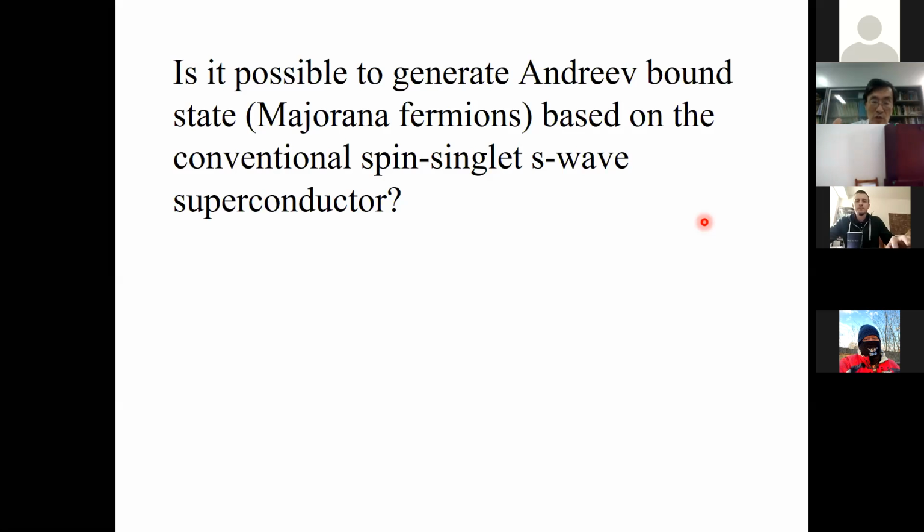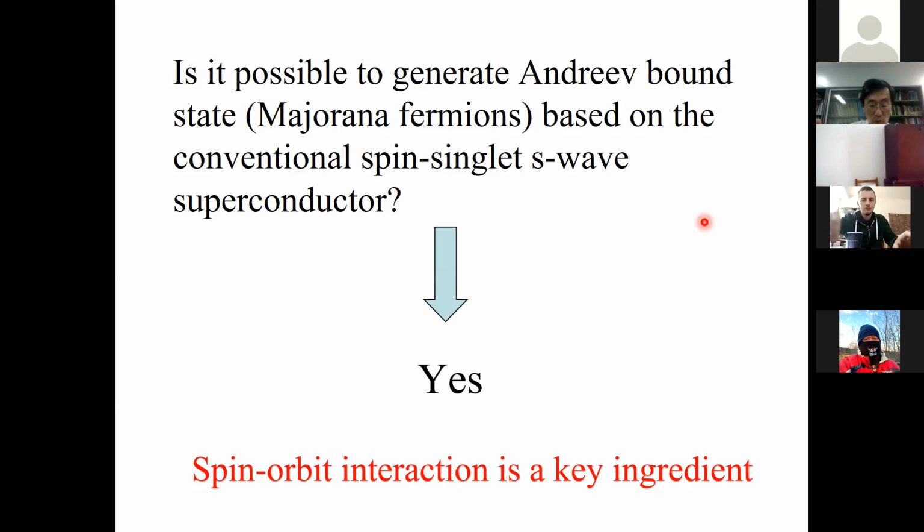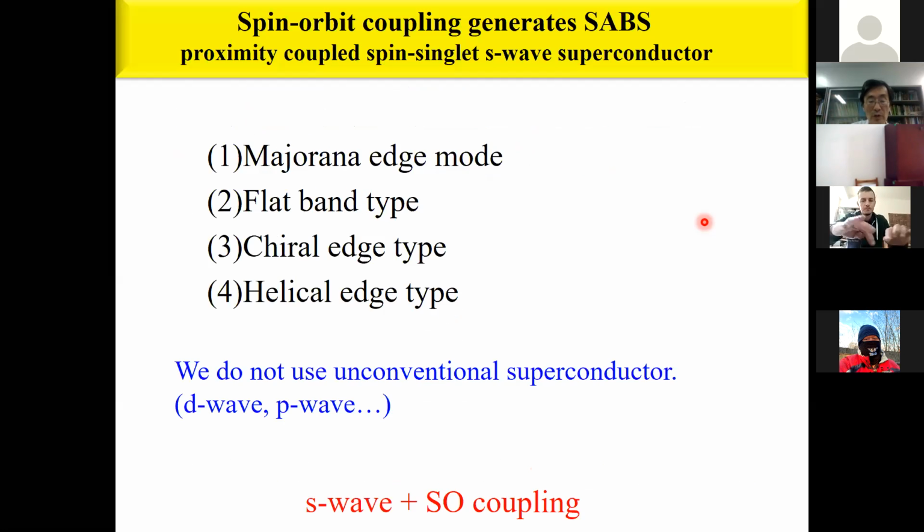So the question is, is it possible to generate Andreev bound states, Majorana fermions, based on the conventional spin singlet S-wave superconductor? The answer is yes. In that case, spin-orbit interaction is a key ingredient. How to use spin-orbit coupling? There are several ideas.